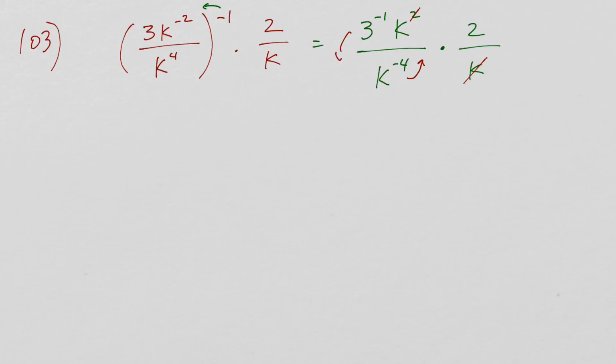So I'm going to end up with 2 from the top, k from the top, and now k to the 4 that came up from the bottom, over 3 from the top to the bottom. I'll multiply the k's up top, so I'll have 2k to the 1 plus 4, which is 5, over 3.